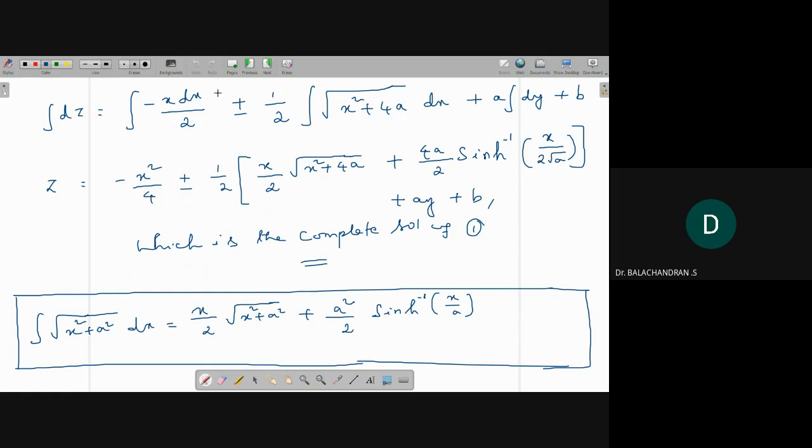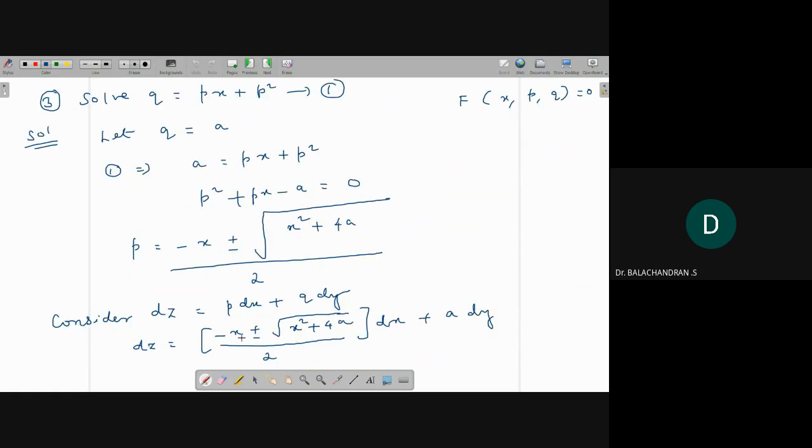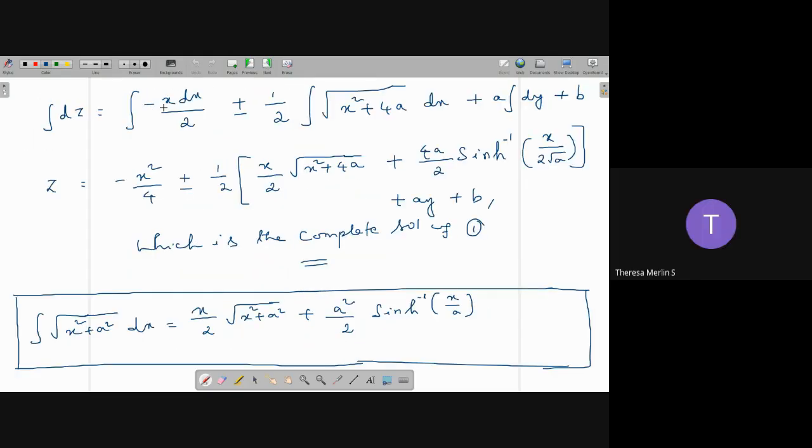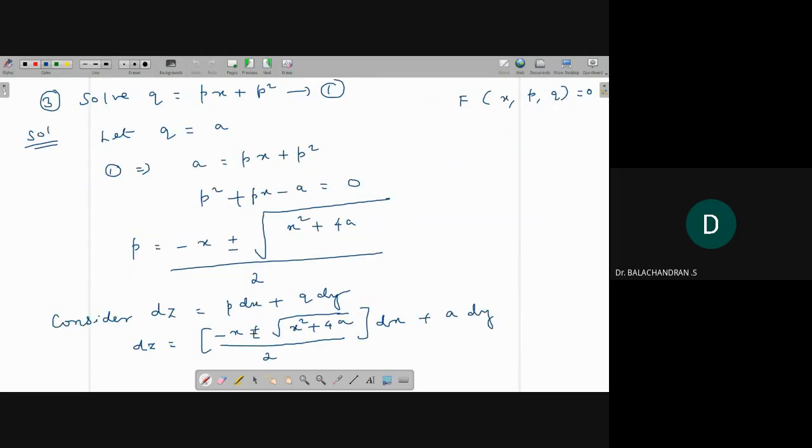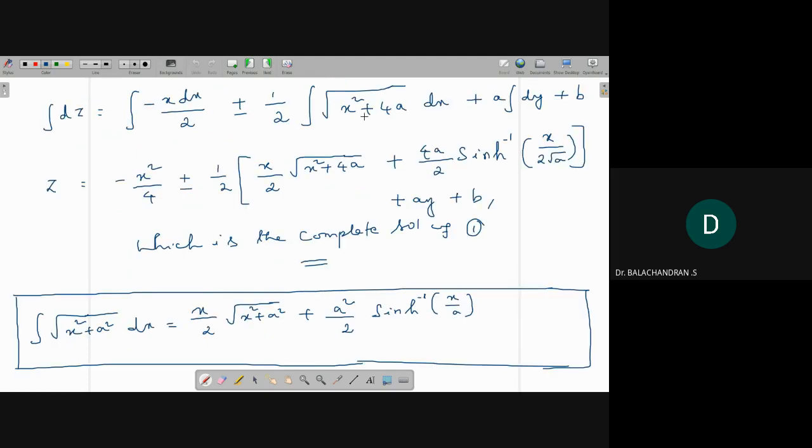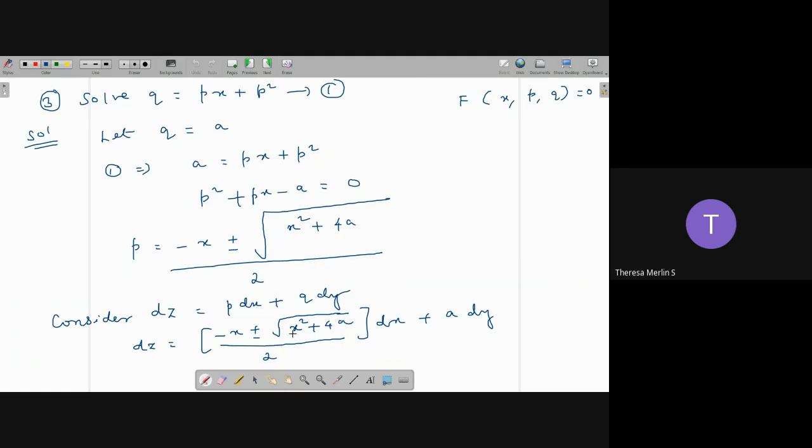First line on the minus, actually, I split it into two parts. One is minus x into dx by 2. Next, plus or minus 1 by 2 into root of x square plus 4a. Then what is the mistake or doubt here? Yes, sir. I understood, sir. I wrote a square, sir, so only I asked. This is 4a only, not a square. Okay. Thank you, sir.